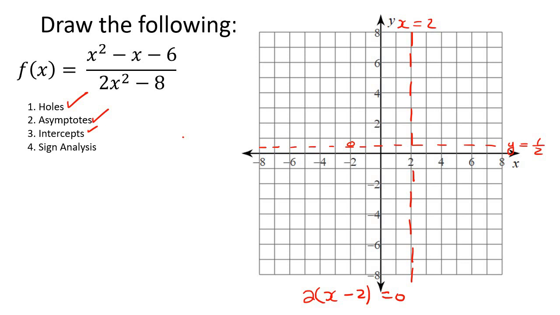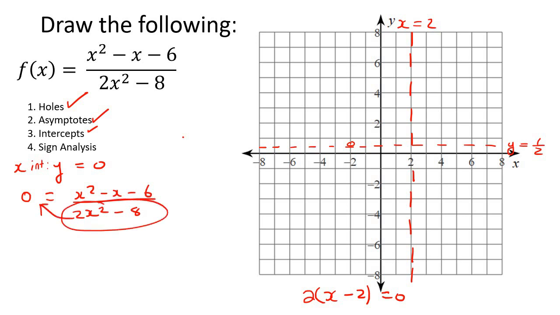Intercepts. Okay, so to find the x-intercept, make y 0. If y is 0, what I do is take this and multiply it over, so it just becomes 0. So you're actually just making your numerator equal to 0. This is your numerator, and we're making it equal to 0.